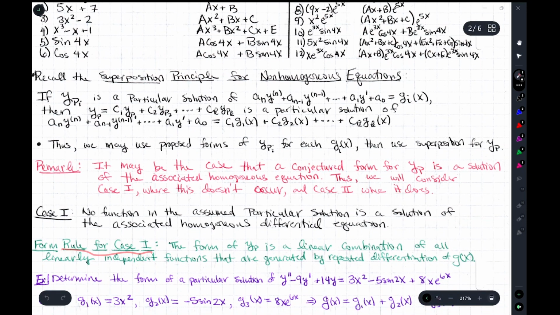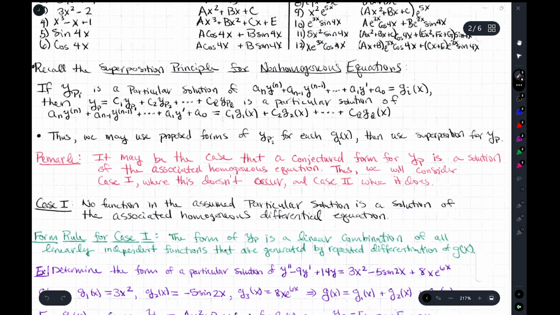So form rule for case 1, the form of yp is a linear combination of all linearly independent functions that are generated by repeated differentiation of g(x), okay? And that's just basically combining here the superposition principle and the examples that we saw above, okay? So it's a linear combination of linearly independent functions. This is meaning each particular solution here corresponding to each term in the sum on the right-hand side. Okay.